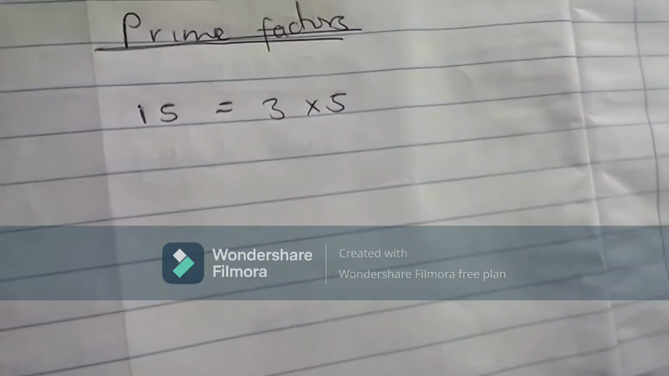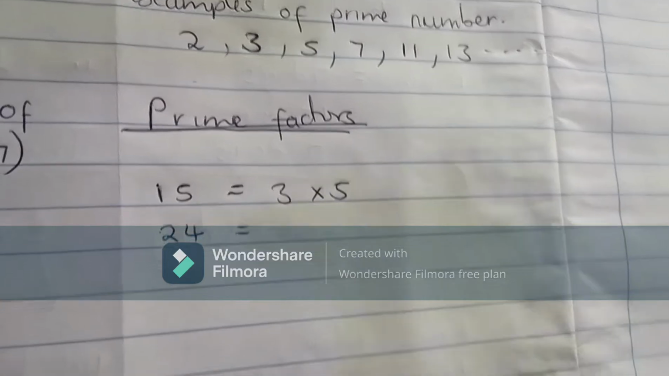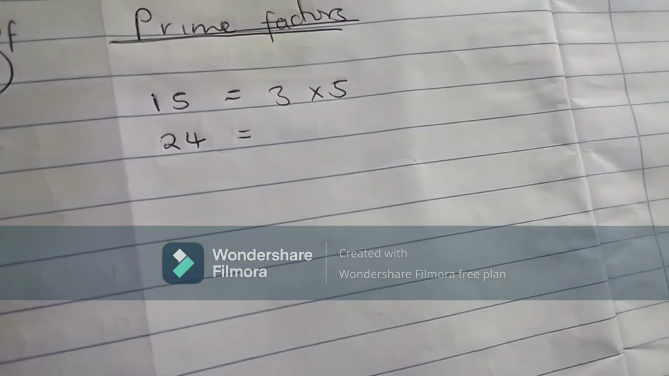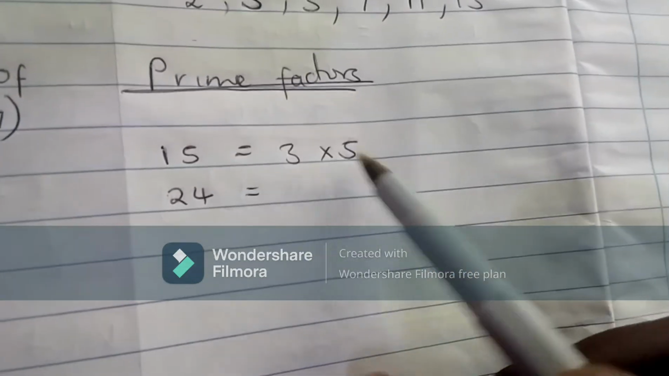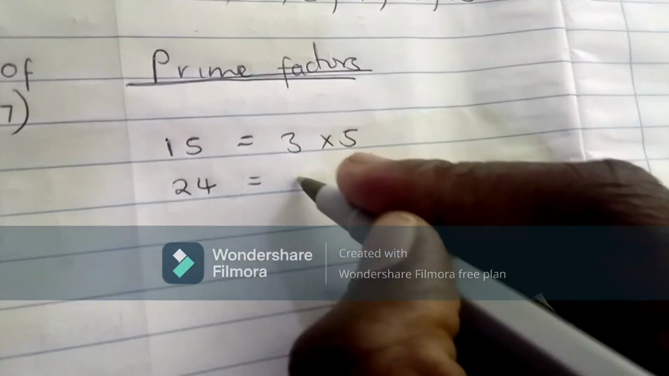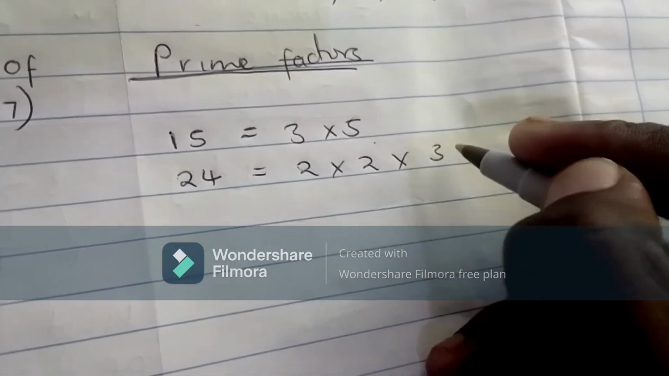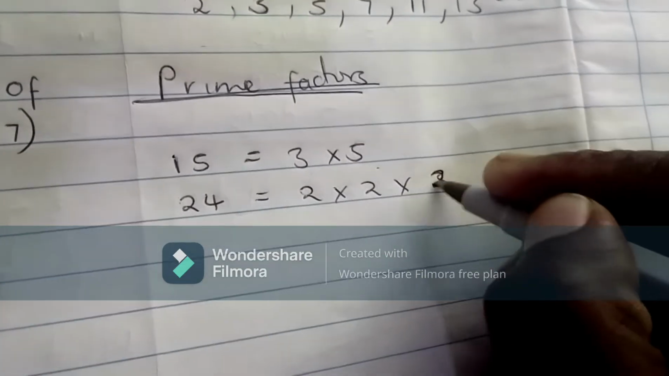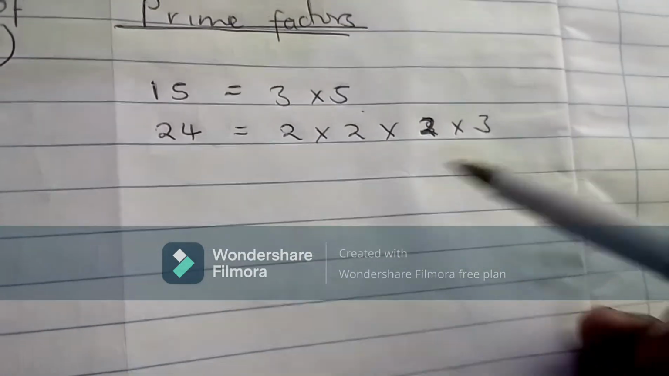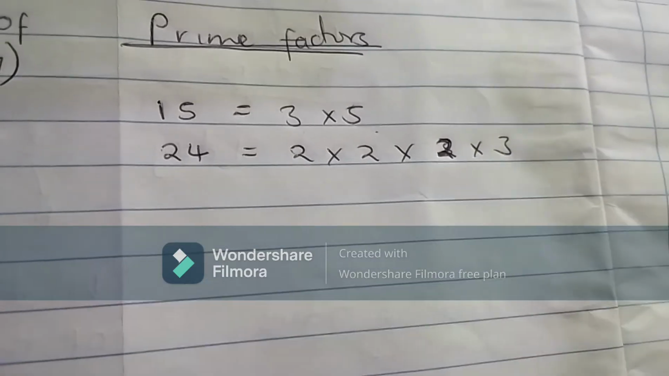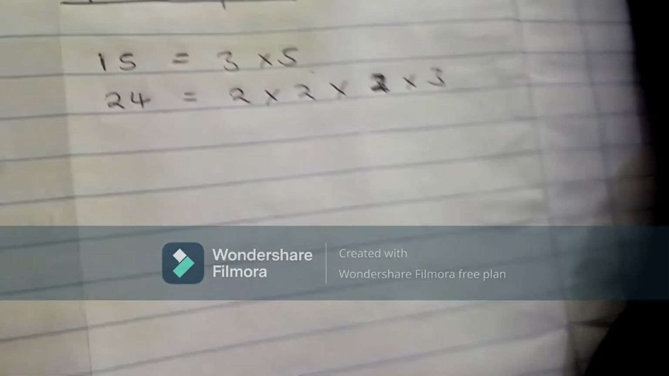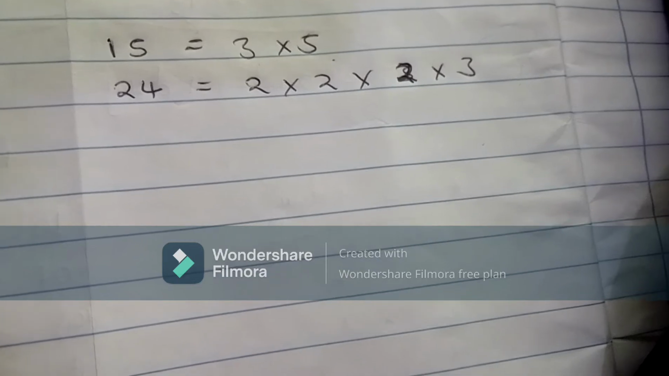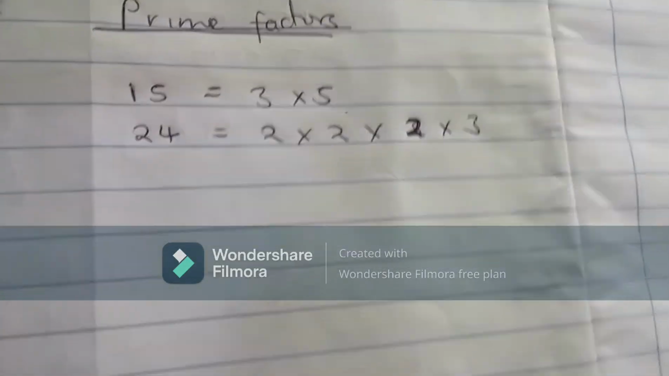15. We also have 24. You can be asked to write a number as the product of its prime factors, right? So you can say 3 times 5, like we did here. On 24, it will be like 2 times 2 times 2 times 3. These 2s are prime numbers, and they are also factors. And 3 is also a prime factor. So that's all about this part, guys. Nothing much.